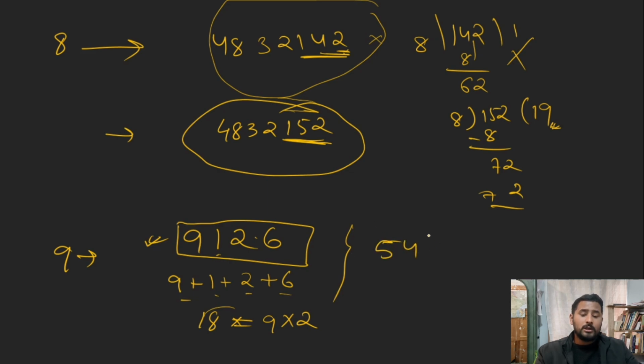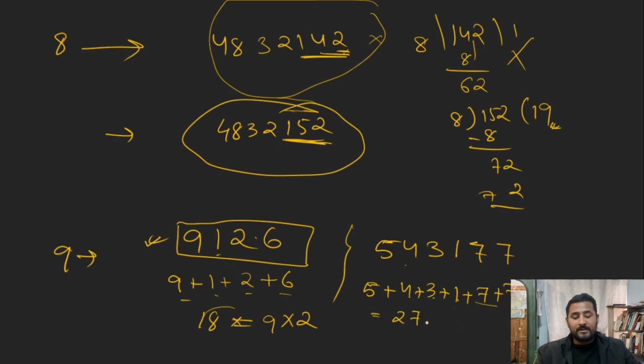One more example, let us take this way. Say 543177. What you have to do is add all the digits: 5 plus 4 plus 3 plus 1 plus 7 plus 7. 5 4 is 9, 9 3 is 12, 13, 20, 27. The sum is 27. Since 27 is a multiple of 9, 9 into 3 is 27, it is also divisible by 9. Clear? I hope it is clear.